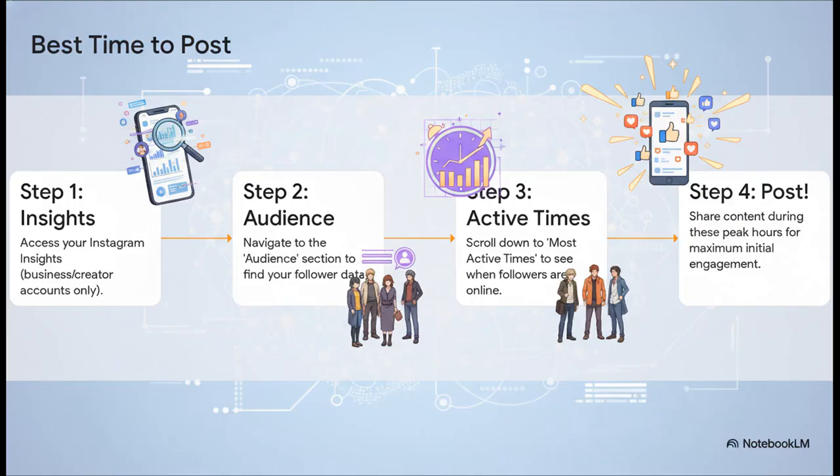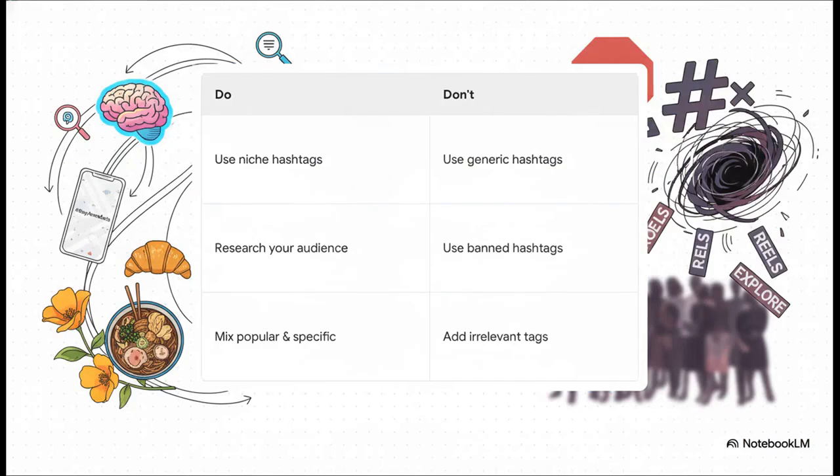First things first, timing is everything. You want to post when your audience is actually online and scrolling. Luckily, Instagram doesn't make you guess. If you have a business or creator account, just dive into your analytics and it'll show you the peak hours. Hitting that window gives you the best shot at getting that initial burst of engagement, which is a super powerful signal to the algorithm.